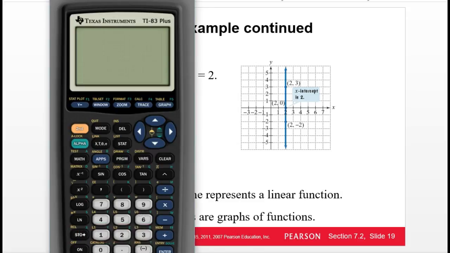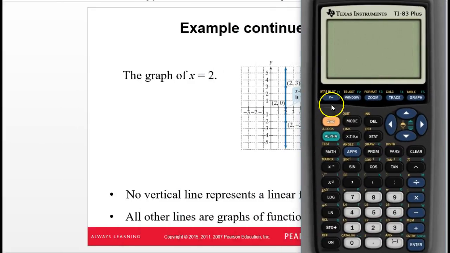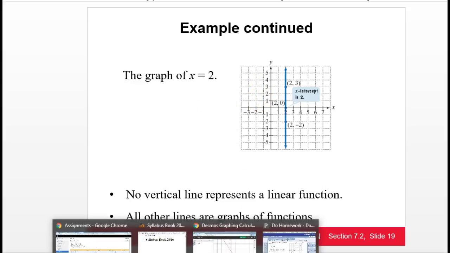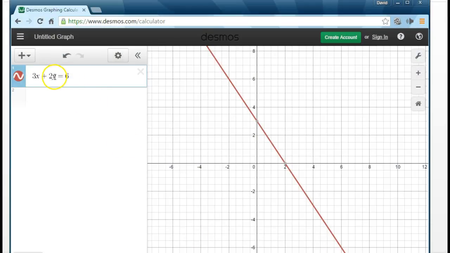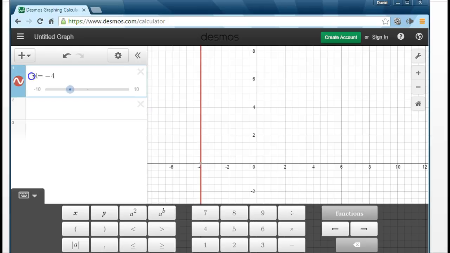Okay. Graphing calculators, if you have a TI calculator or any scientific graphing calculator, notice you only have a y equals button. You don't have an x equals button. That's because these things graph functions. They don't graph vertical lines because those are not functions. But we can graph those things with Desmos. Desmos can graph x equals -4. You know, it can handle that just fine.